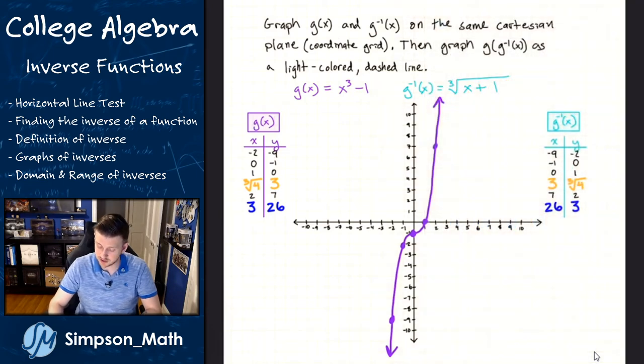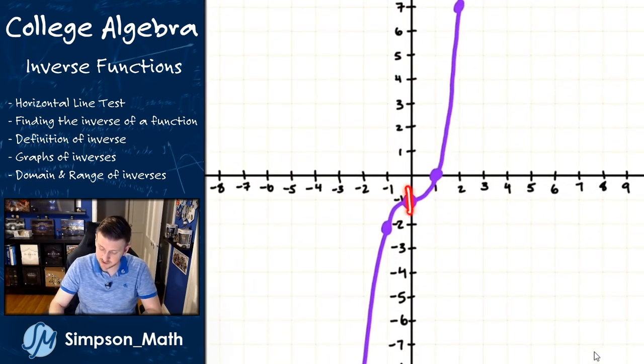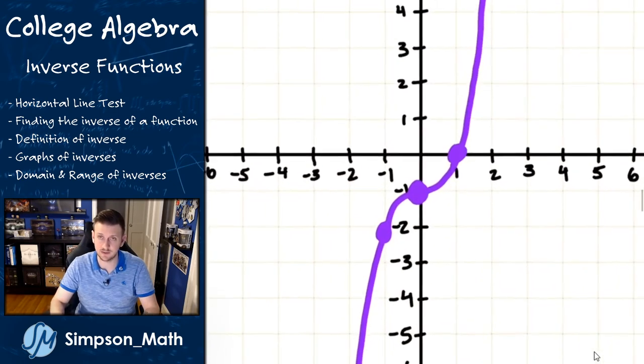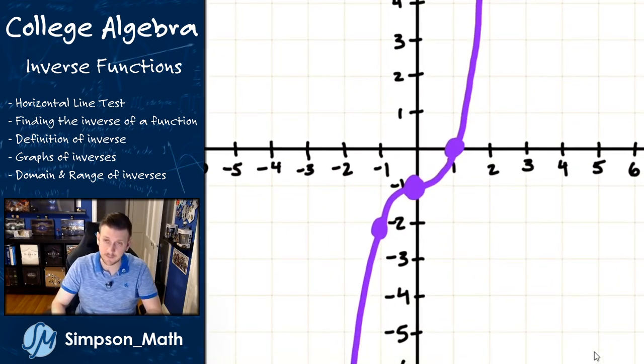So I like to start with the middle of the graph. If I was graphing this function, I would just go down one. That's my origin. So I'm going to take that point and literally just swap x and y. I know I have it over here on the table, but I'm just going to look over here on this graph. So swap x and y. So this point is 0, 1.